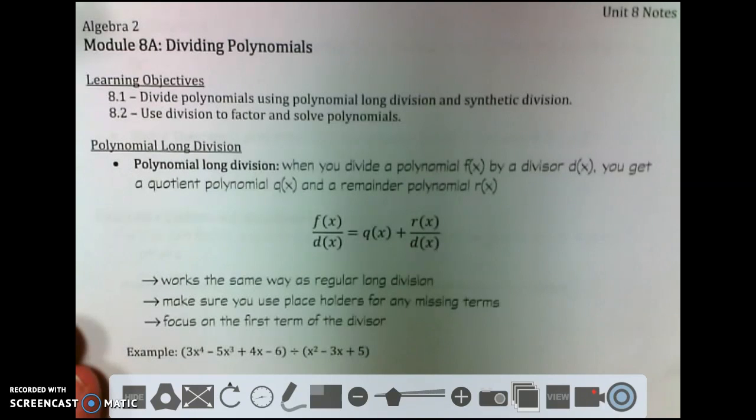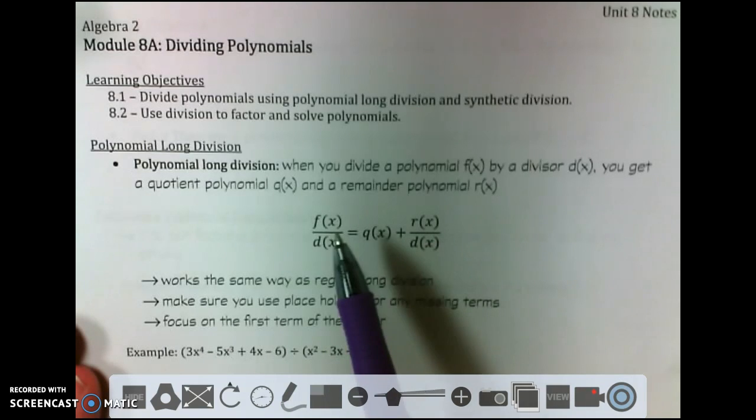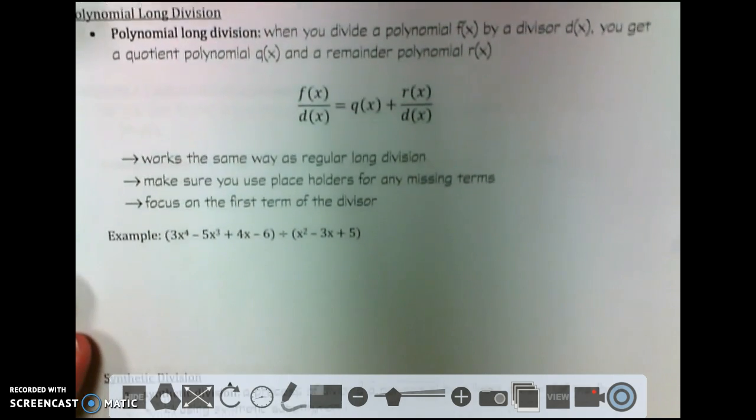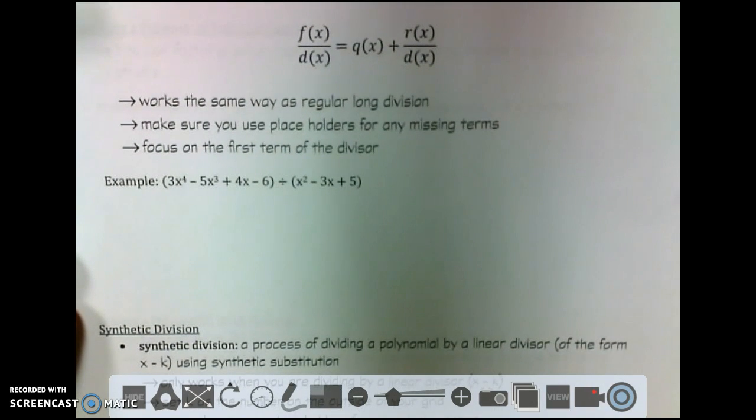And the other tip that I'll give you here is that when you are looking for what you can divide by, focus on the first term of your divisor. So that's the highest degree term of your divisor. Remember, your divisor is what you are dividing by. So we'll look at this example here to get an idea of what this looks like.